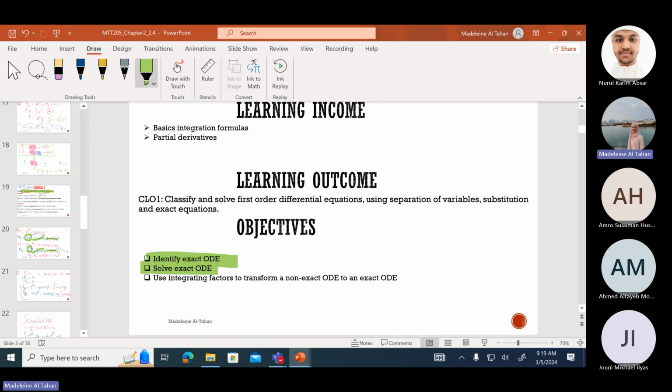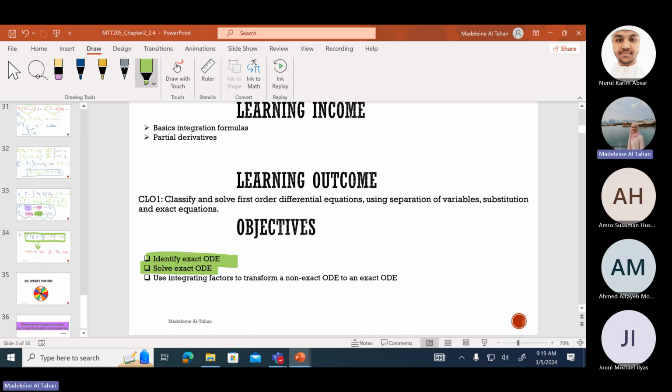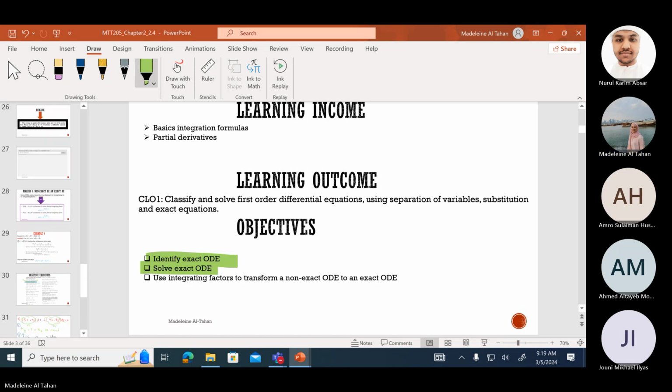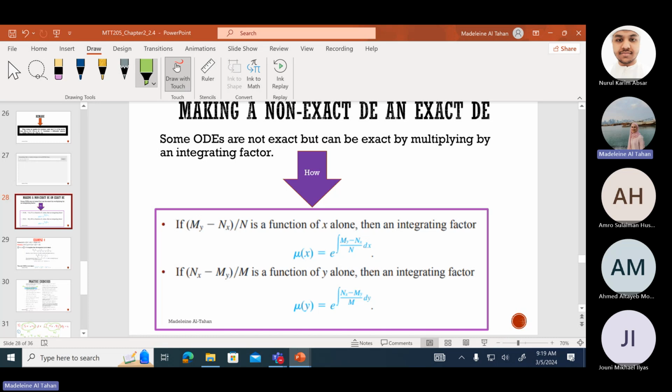There should be a certain condition in order to transform it into exact, so we need to discuss our third objective. If an ODE is not exact, it means that My is not equal to Nx. We will find My minus Nx over N. My you have, Nx you have, subtract them, divide by N. If it's a function of x only, then this will be our integrating factor. What do we mean by integrating factor? Again, multiply it by the whole equation.